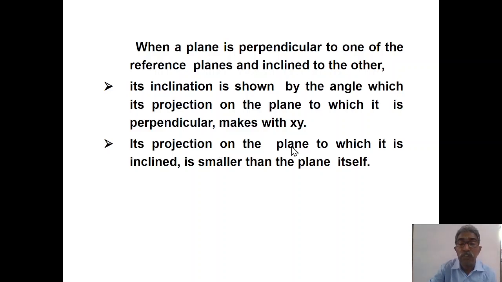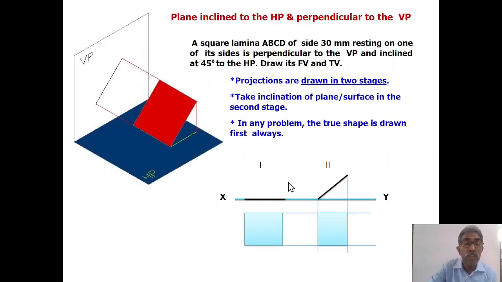Its projection on the plane to which it is inclined is smaller than the plane itself. Now see here, the plane is inclined to the horizontal plane. Therefore, the projection on the horizontal plane is a reduced figure. That is the apparent shape of the section, which is smaller than the true shape of the plane. We can observe that in the second stage, in the top view in this problem.